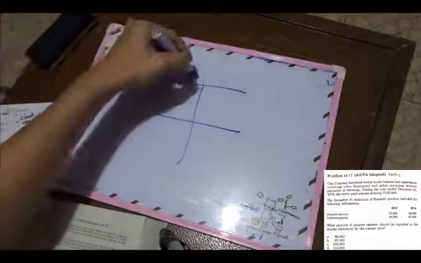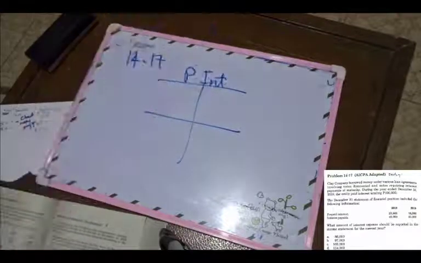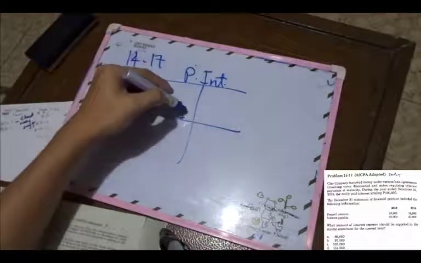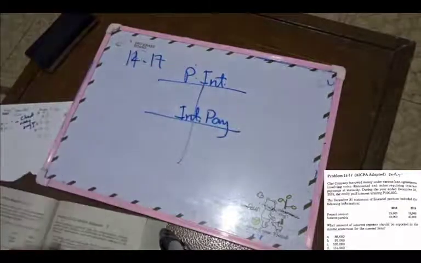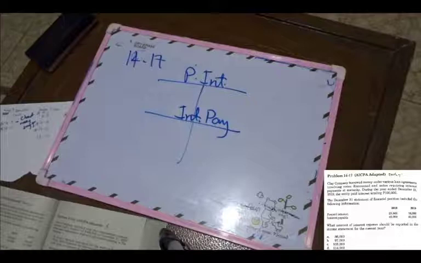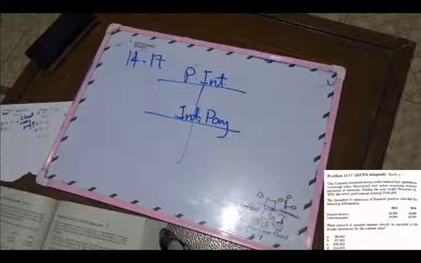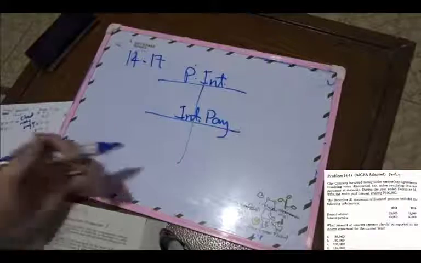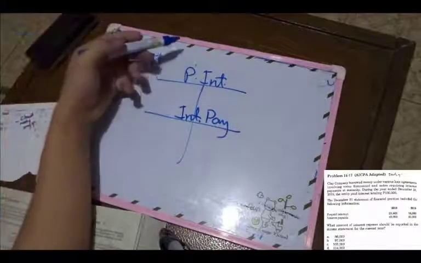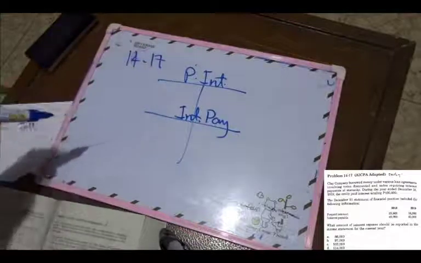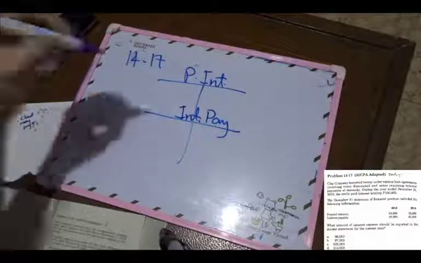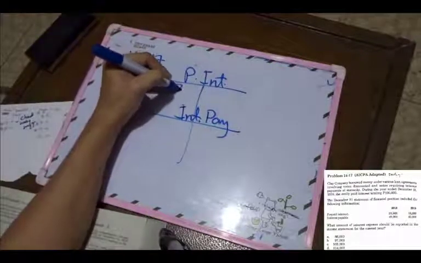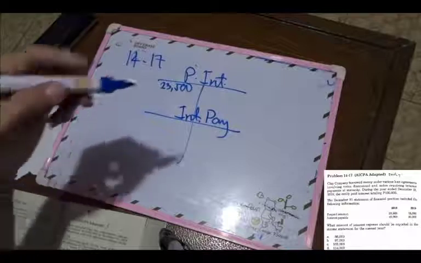You have prepaid interest, as I have said, a prepayment. And then you have interest payable, an accrual. So, as I have said before, it involves a prepayment, an accrual, or a deferral, or unearned, and an accrued expense. So, in this case, you have a prepayment, and then you have accrued expense. So, beginning balance for prepaid interest, you have 23,500 debit. Ending balance is 18,000.